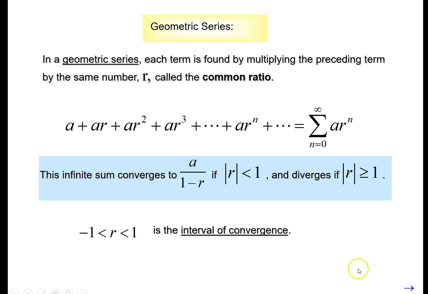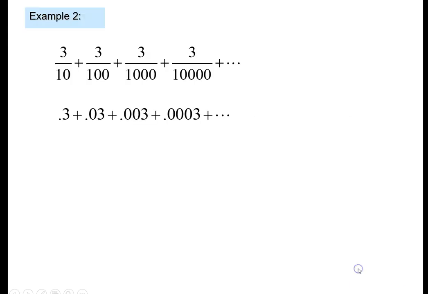So that's what I'm applying here in this next example. Let me show you what I mean. The first term of the series in this case was 3 over 10. That's the a value. And the r, the common ratio, was 1/10. That's how I got from one number to the next, multiplied by 1/10.